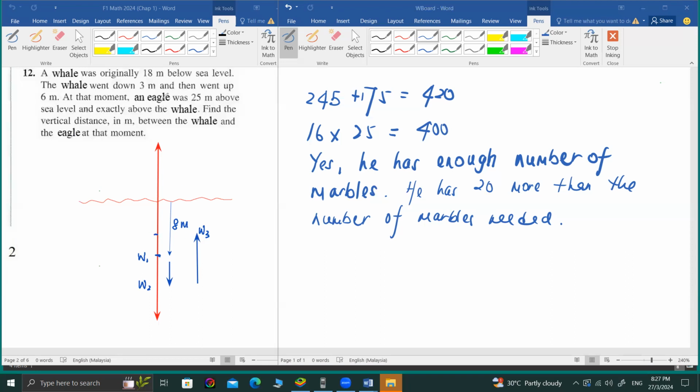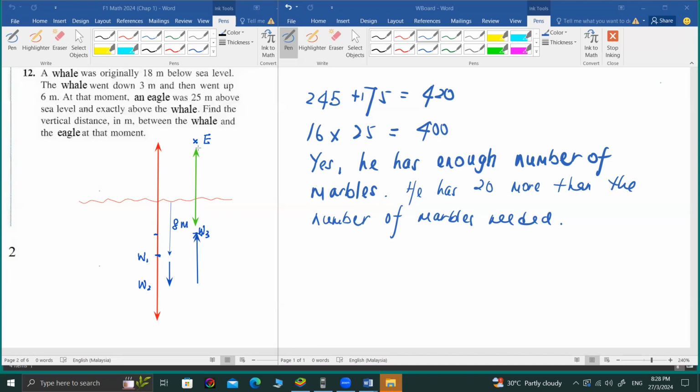At a moment, an eagle was 25 meters above sea level. There's an eagle here. Now the whale is here, right? So you're asked to find, don't be lazy to calculate mathematics. You must challenge yourself. So find the distance between the whale and the eagle at this moment. Tell me how many meters apart the whale and the eagle are. Okay, have a try again. For those who join online, type your answer to show me.